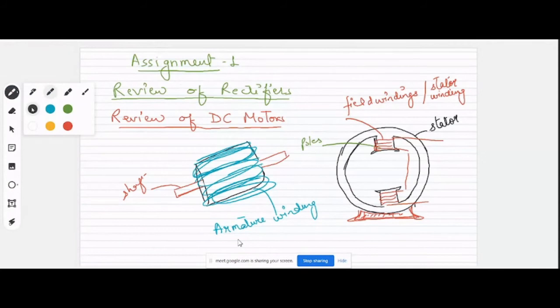Obviously, because this rotor needs to be inserted inside this gap, there should be some mechanism which can allow this portion to rotate, as this portion is static. So this function is performed with the help of bearings. Bearings are attached on both ends of the shaft, right? With the help of bearings and the front and end covers, this rotor is inserted inside this stator.